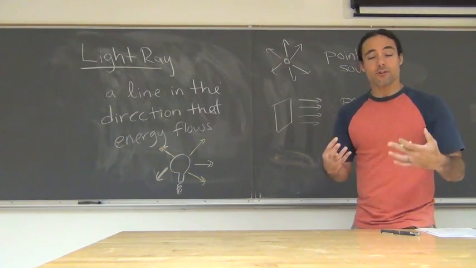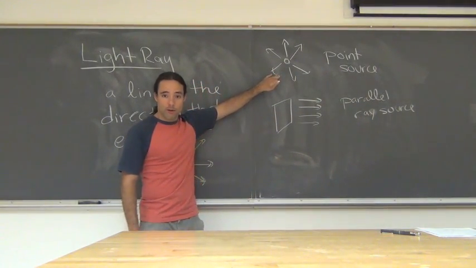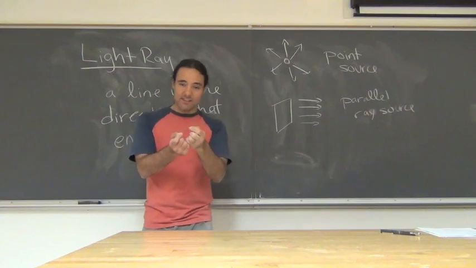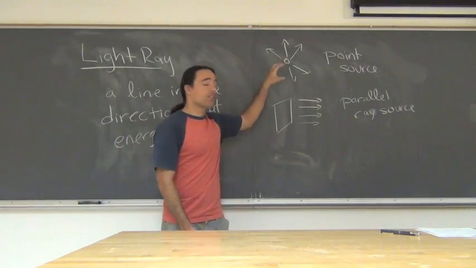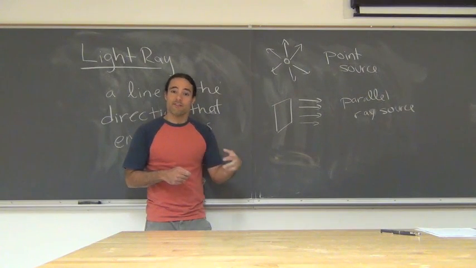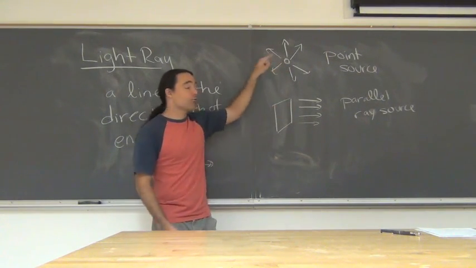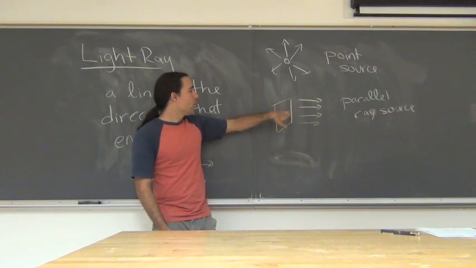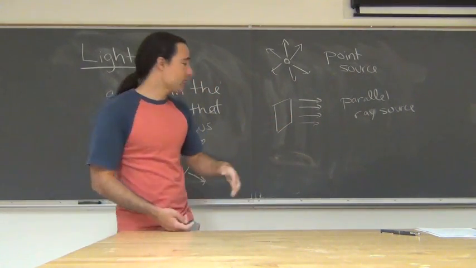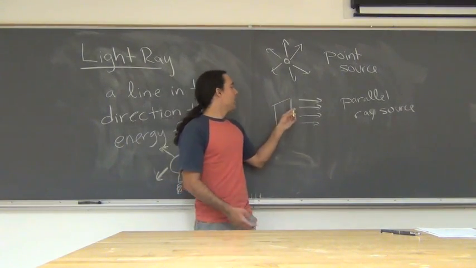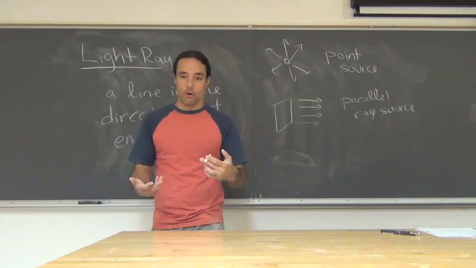Now, we're going to consider different sources of light rays. One source is just going to be a point source. So you can imagine this to be an infinitely tiny little speck of dot that's giving off light. So for example, if I'm looking at a star from very, very far away, that's going to be a point source. It's going to be giving off light radially in all directions. We also have a parallel ray source. So if I have a flat screen TV that's just giving off white light, it's giving off light pretty much straightforward. We're going to call that a parallel ray source.